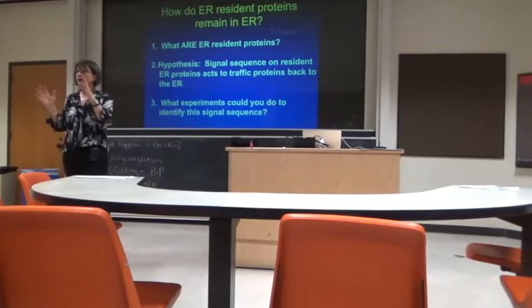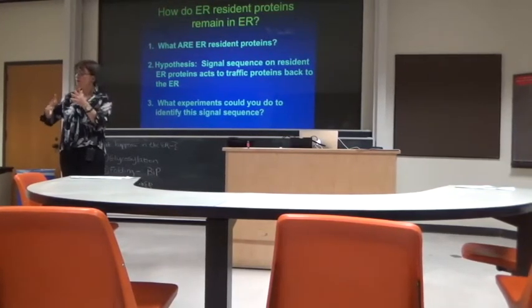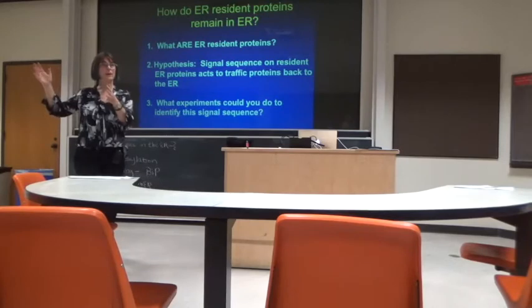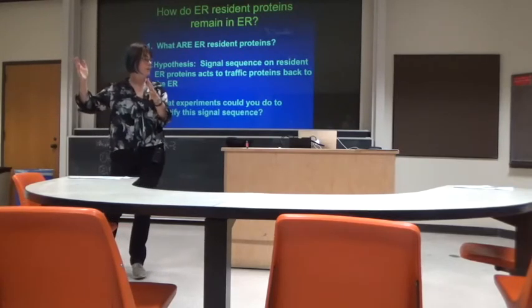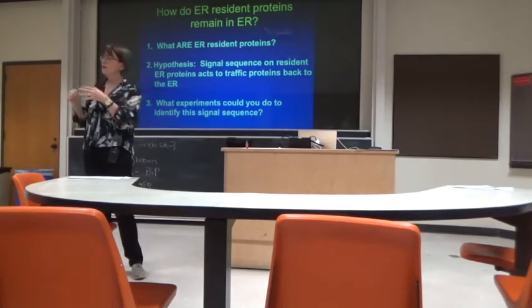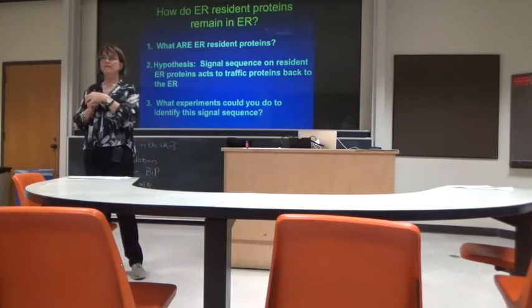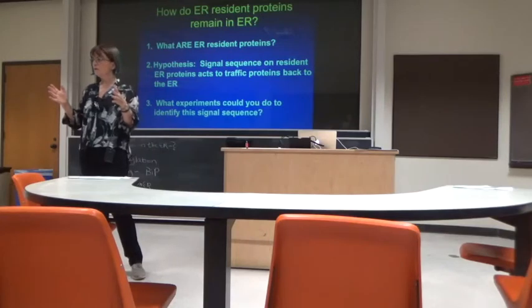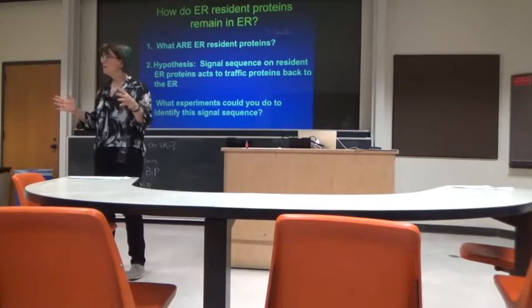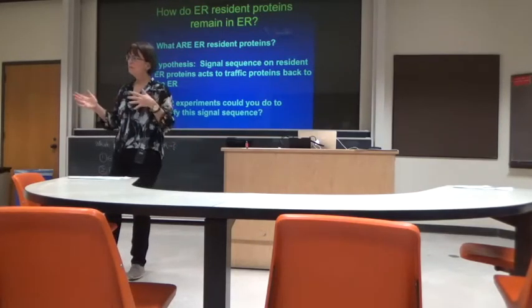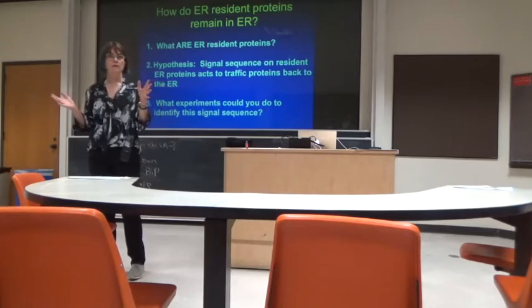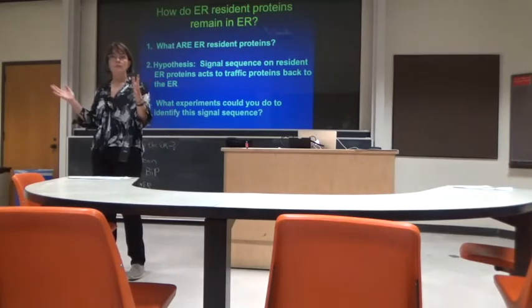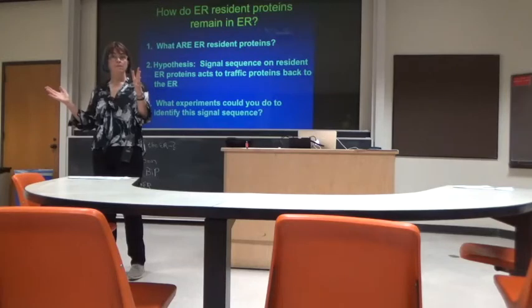Because most science is done in incremental steps and you're inspired by what was done before, his hypothesis was maybe there's some kind of signal on ER resident proteins that is responsible for targeting them back to the ER, for maybe going into COPI coated vesicles and targeting them back to the ER. It's a reasonable hypothesis, don't you think? You can see how it comes from the Blobel lab, right?